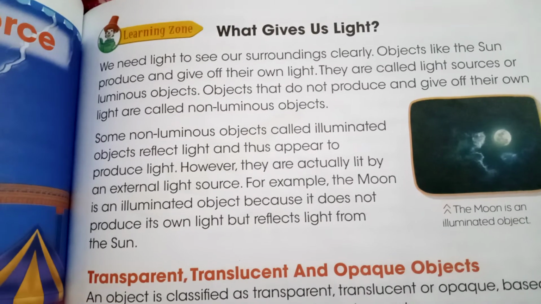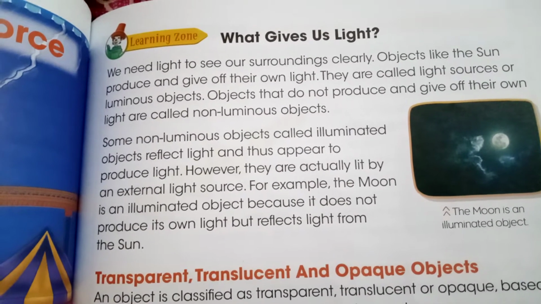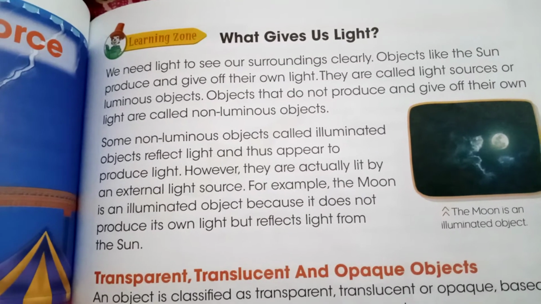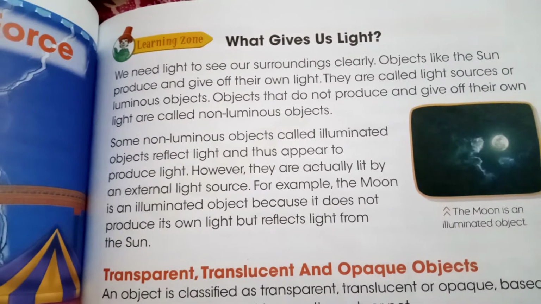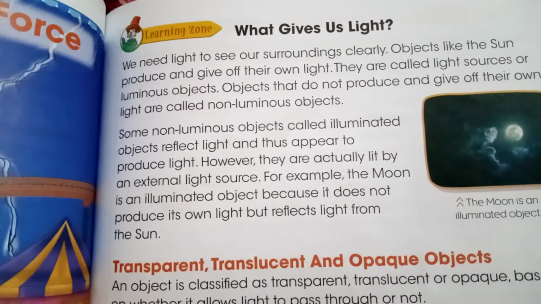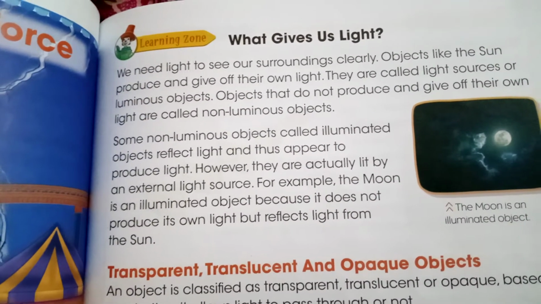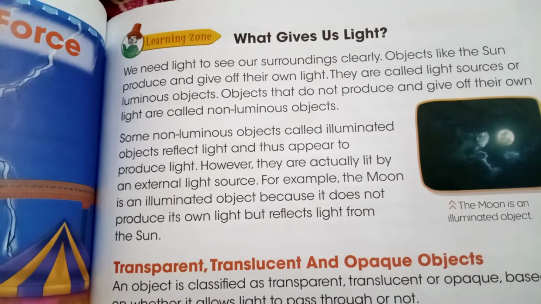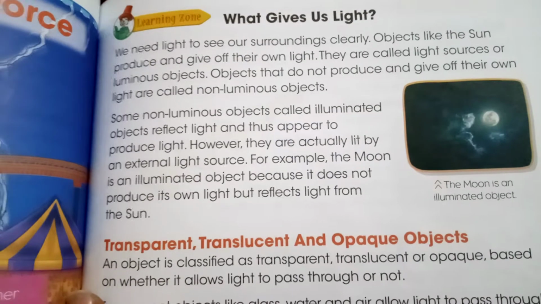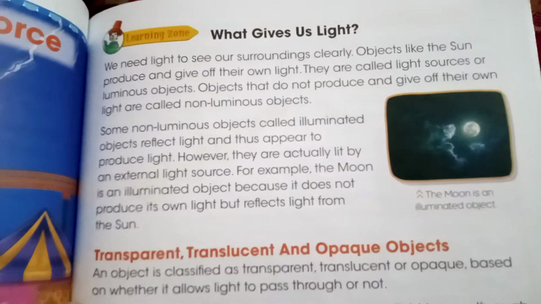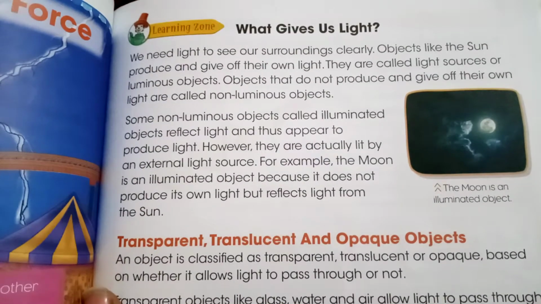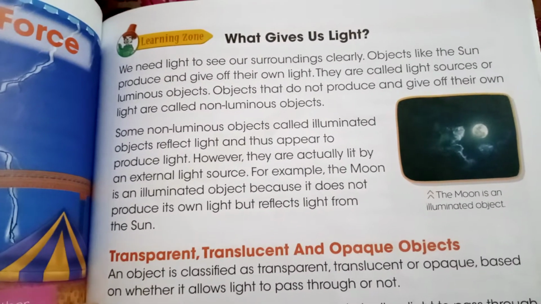Now, we need light to see our surroundings clearly. If your eyes are very good, but you are standing in a dark room, you won't be able to see anything. You know why? Because only when light falls on your eyes are you able to see things clearly. So this is the fact that you should always remember: only eyes are not important, the light is also important to see objects with your eyes.